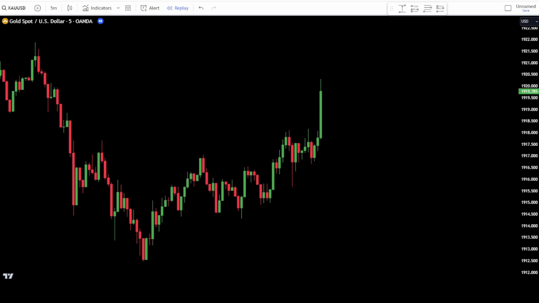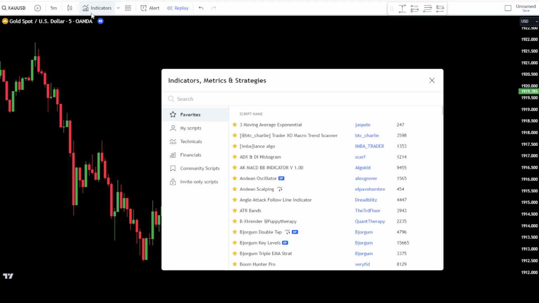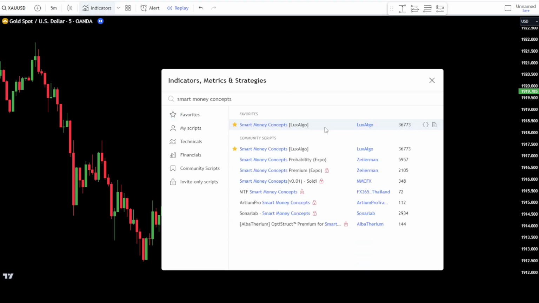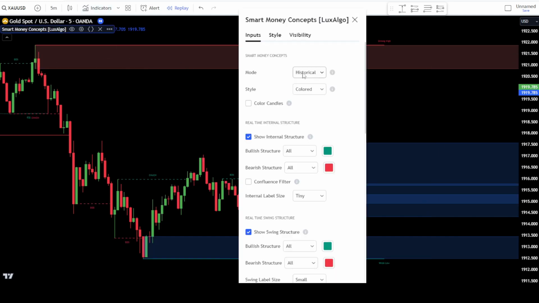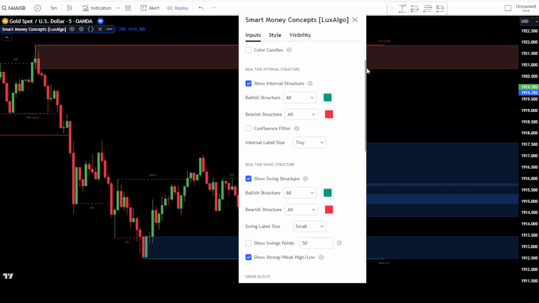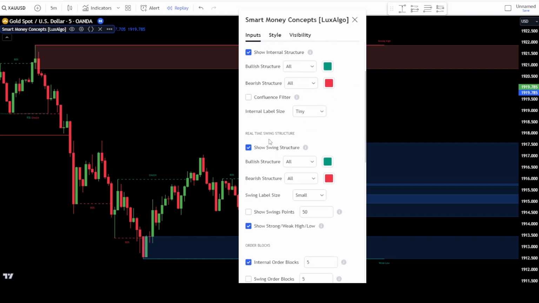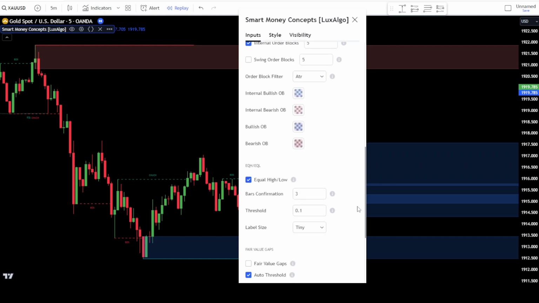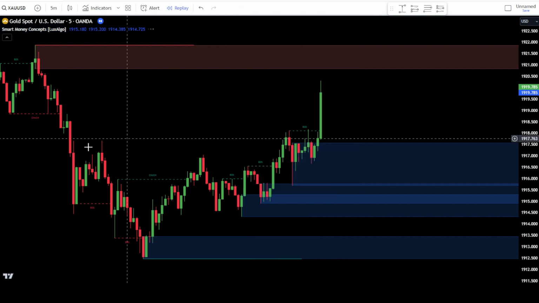To use it, open your TradingView account and go to the Indicator Search tab. Type Smart Money Concepts and select Smart Money Concepts by Lux Algo. Next, navigate to the Smart Money Concepts indicator settings. In the Input tab, uncheck the boxes for Show Swing Structure, Show Strong, Weak, High, and Low, Equal, and Auto Threshold. Then, click OK to confirm the changes.